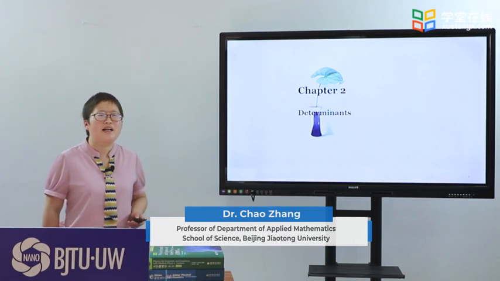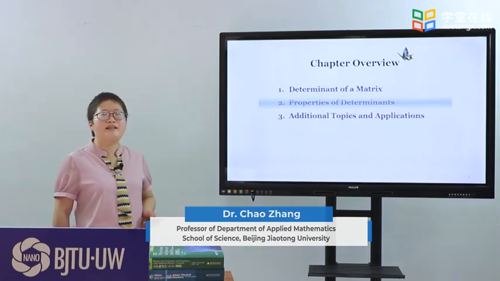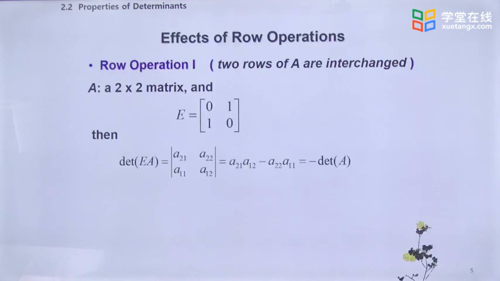We continue to learn Chapter 2, Determinants. Section 2, Properties of Determinants. So now we consider Part 2, Effects of row operations. First, we consider row operation 1, where two rows of A are interchanged.